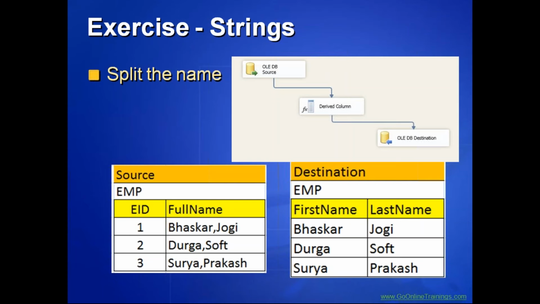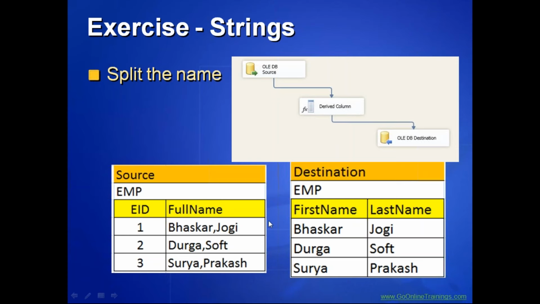Now, one more example for the derived column. So I have some data in the source system. I have Bhaskar, I have Durga, I have some data here. But the customer is saying split the data into first name and the last name. So they wanted to have the data just like this. So again, for the splitting or merging, you have to use derived column transformations only.